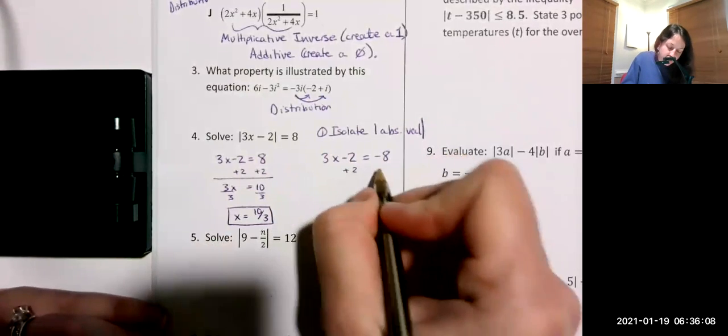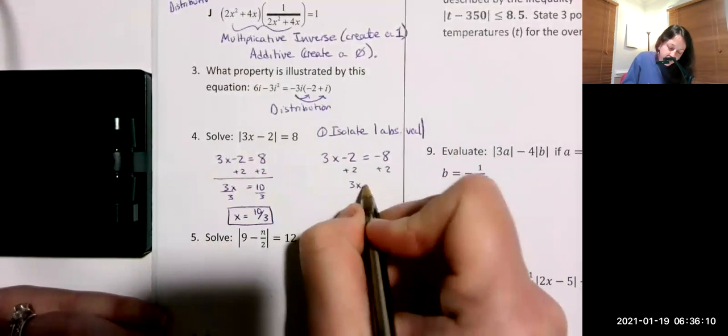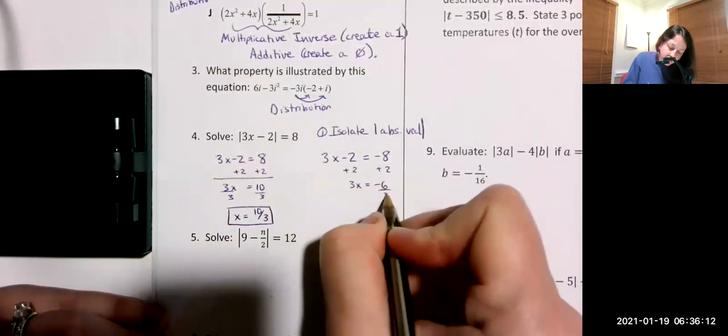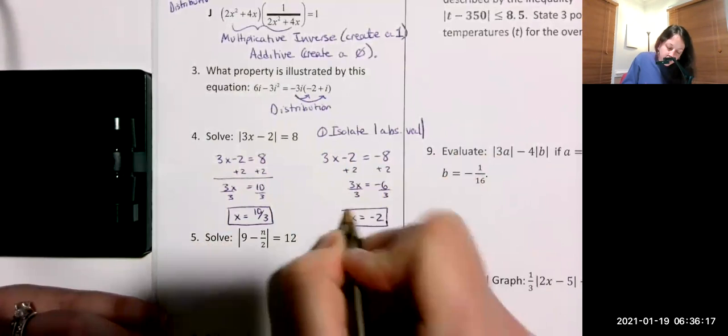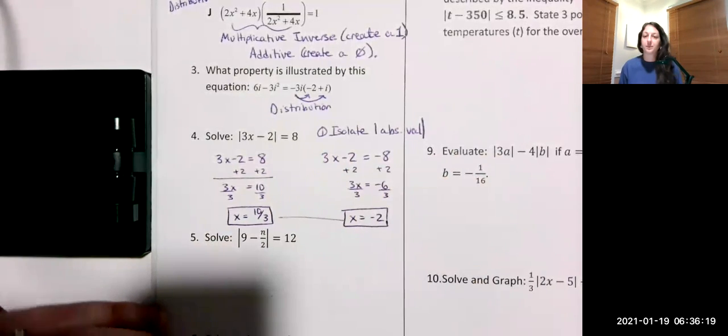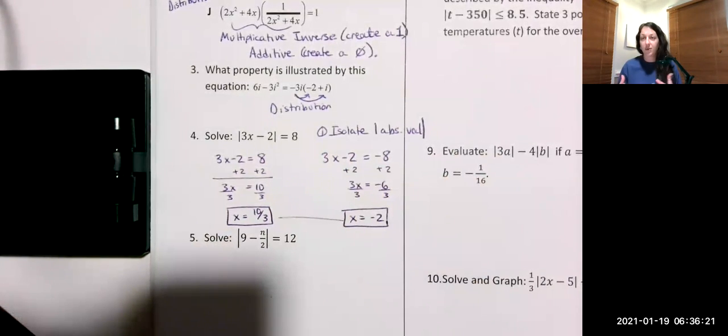All right, add the 2, 3x equals -6. Divide by 3, x equals -2. Done. 2 answers. Absolute value does create the possibility of 2 answers because you don't know if it's at the positive location 8 or the negative location 8.